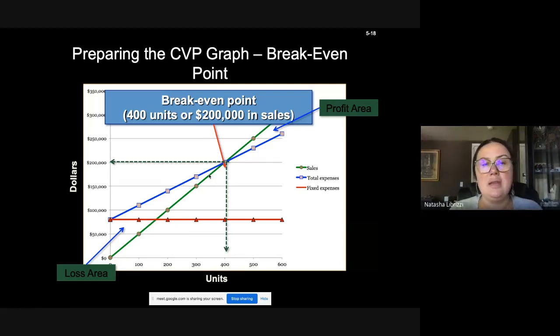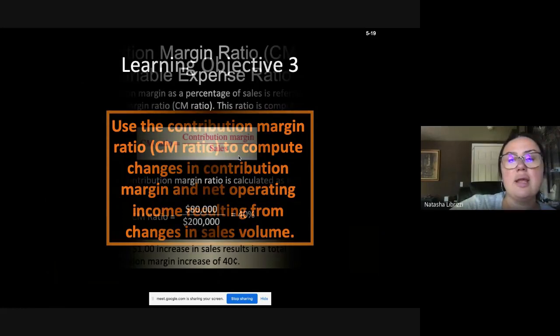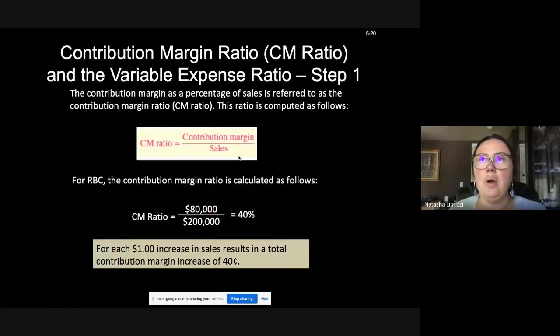We would not be creating graphs, but if you're a visual person, you can see the break-even point, loss area, and this is a profit area. Okay. We're going to move to learning objective 3 for this topic. We're going to use contribution margin ratio to compute changes in contribution margin and net operating income resulting from changes in sale volumes. So we looked at this already from the perspective of a formula of a quantity, but we're actually going to start looking at it in a ratio situation.